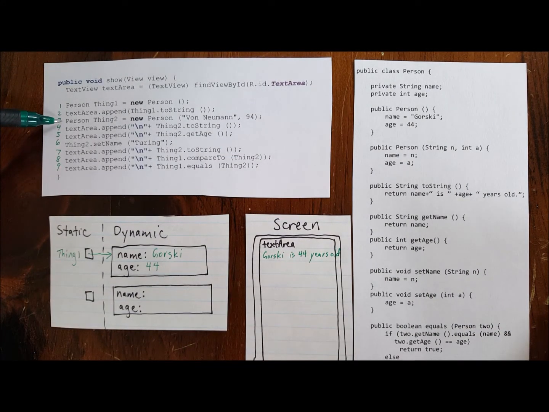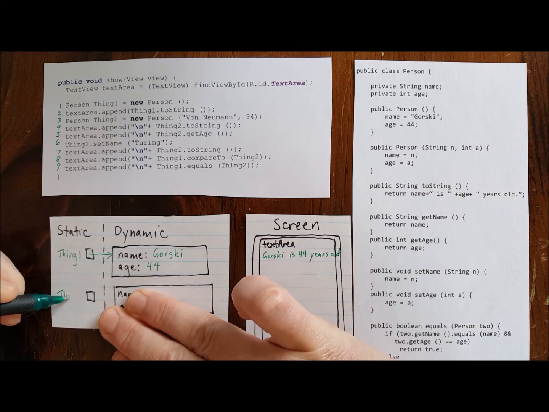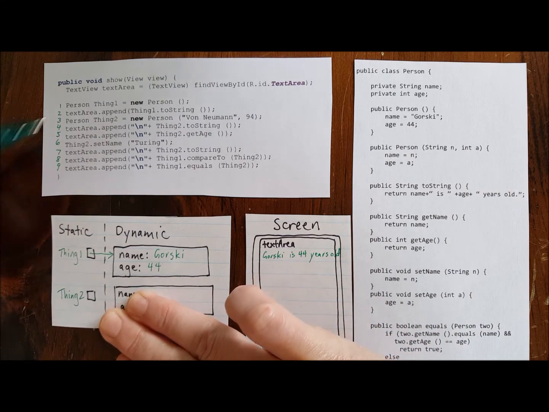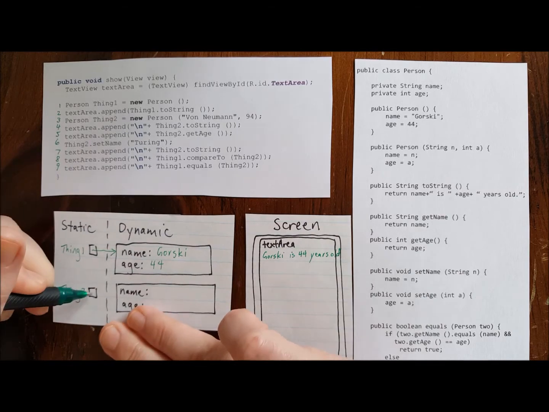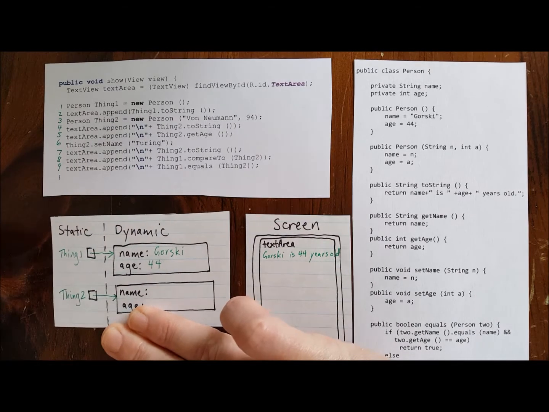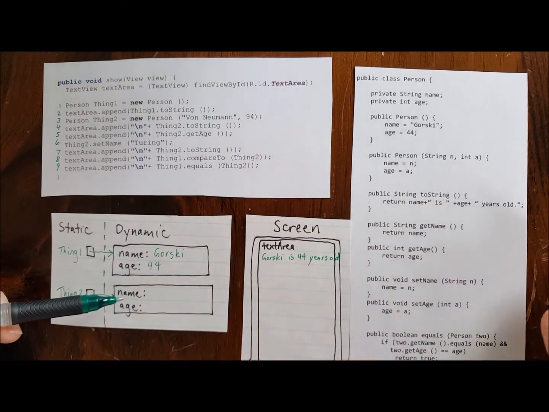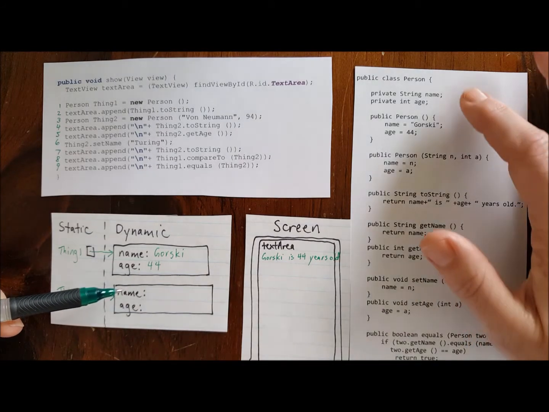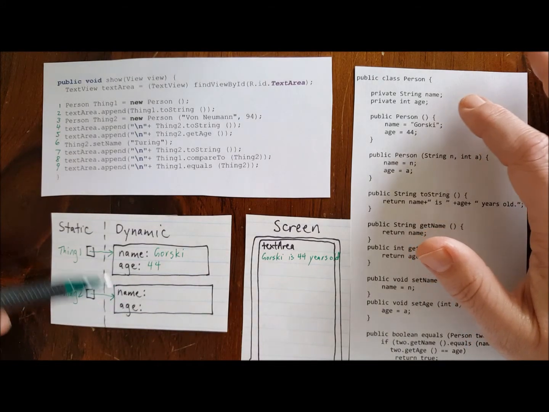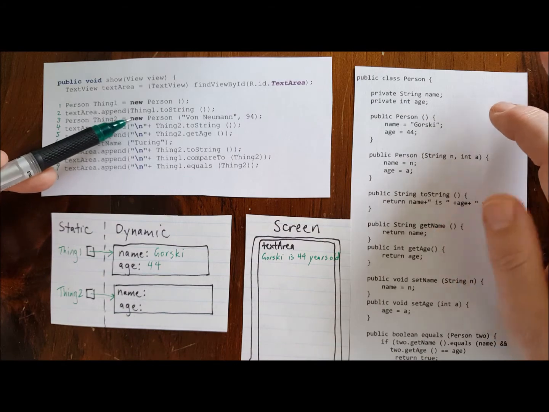All right, next thing, line 3. Thing2. So that means we have another variable that we've picked up in memory. Here it is, it's called thing2. And thing2 is a new person, so that means we're going to link up to this dynamic memory that is going to hold our person for us. It's going to be an age and a name. So we've constructed it and linked it up like that.